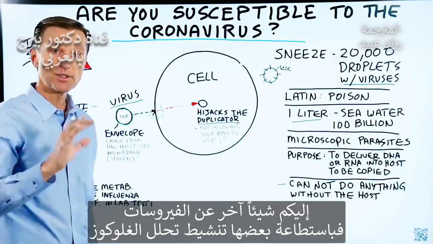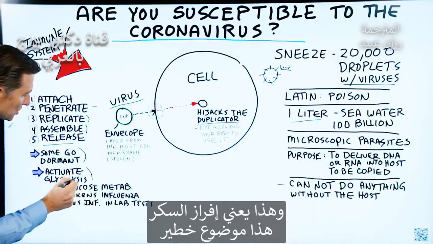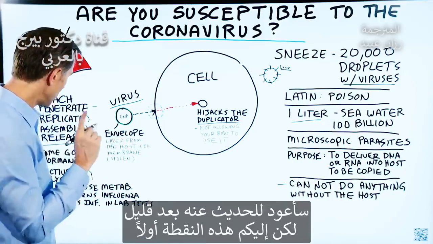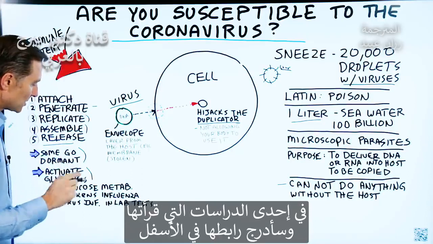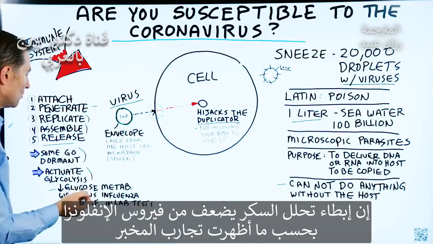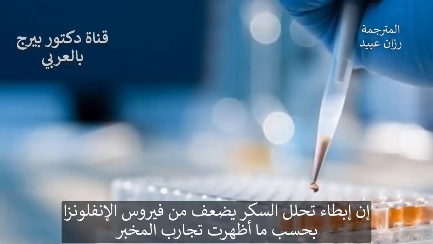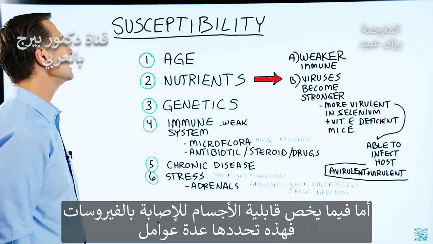Another interesting thing about certain viruses is they can activate glycolysis. This is the release of sugar. Interesting. I'm going to come back to that in a little bit, but I do want to mention this one point. In a study that I read, which I'm going to put a link down below, when you decrease glucose metabolism, it weakens the influenza virus in laboratory tests. Now, that's very interesting.